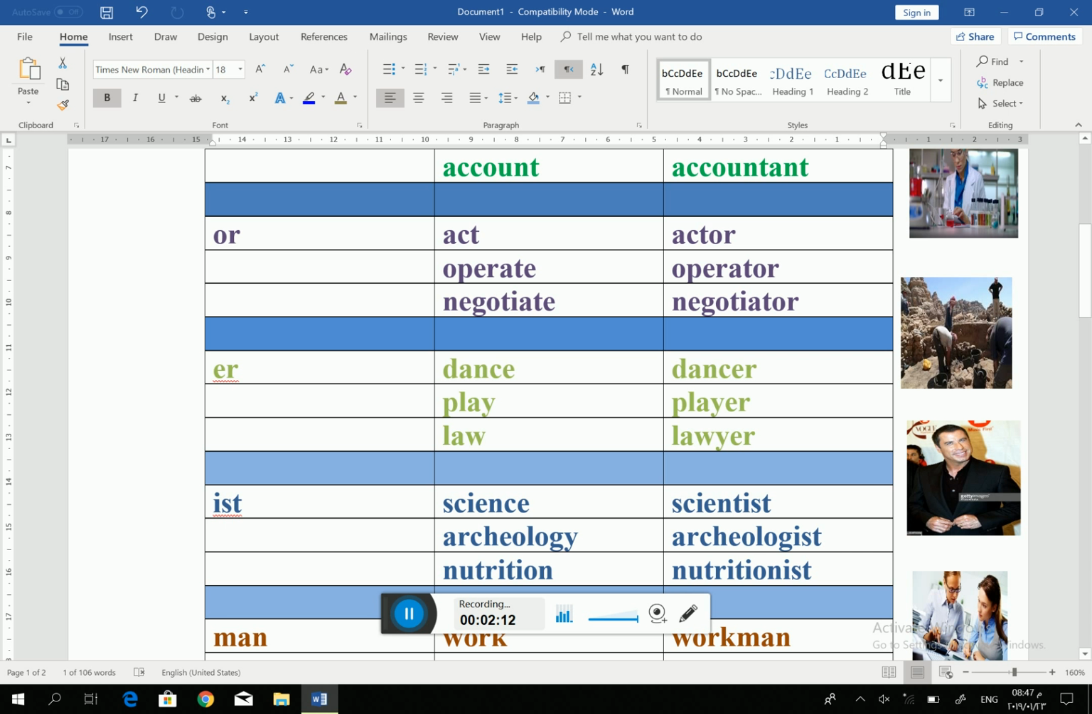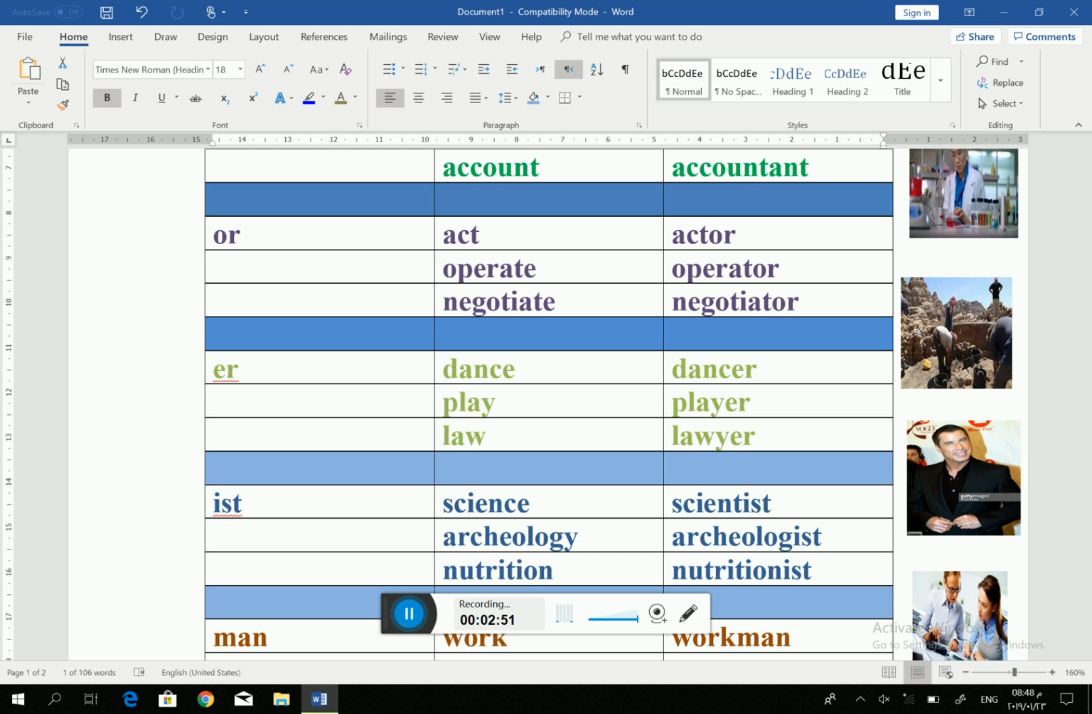You can use or also to form some jobs like act, actor, operate, operator. Be careful when you add or to the verb operate, you drop e or omit e and add or. So operate, operator, negotiate, negotiator. So if you could act well, you may be an actor in the future. If you could operate something, you could be an operator. If you have the ability to negotiate, so in the future you may think to be a negotiator at a job.